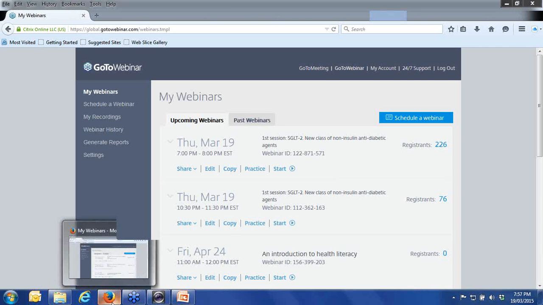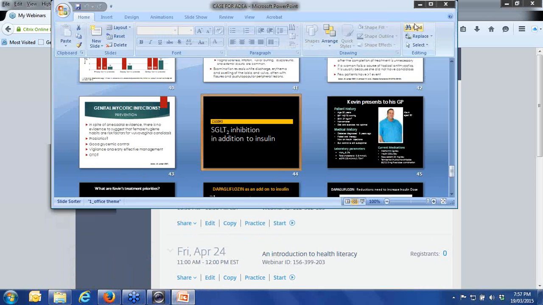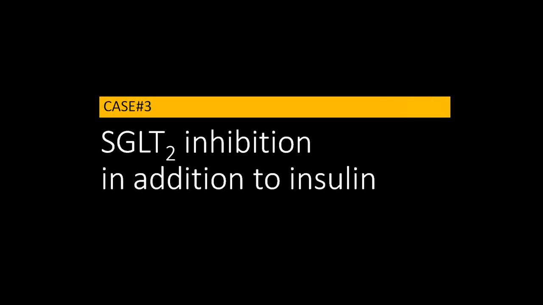Last slide. Sure. I just want to mention very briefly that last case, because I think it's relevant and very timely. As of 1st of April, we're going to see patients not only using it as a single agent with metformin, but also in combination with insulin. Next slide, please.